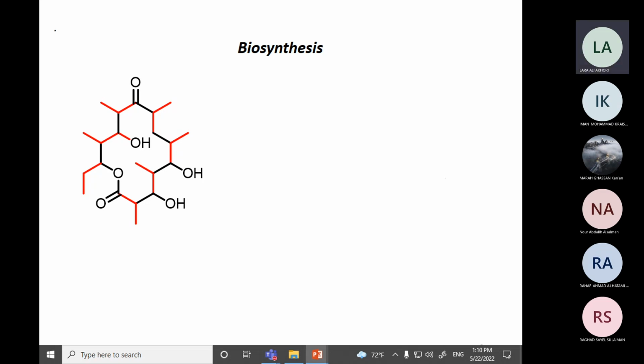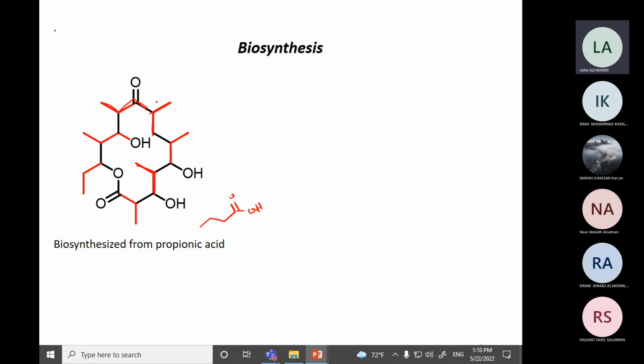Forget about the functionality. The skeleton of the building block will be composed of how many carbons, you think? 3. Yeah, actually, macrolides are biosynthesized from propionic acid, which is composed of, let's say, 3 carbons and a carboxylic acid. If you look at the structure, as you can see in here, we have alternating 3 carbon skeletons that are linked together via covalent bond.